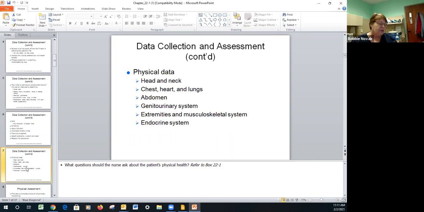All right, so you want to know things about headaches, dizziness, ringing in the ears, coughing, any kind of history of lung problems. Have they had tuberculosis? Have they had COVID? Do they have COVID? Have they been exposed to COVID, right? Abdomen, genitourinary, extremities, and endocrine. These are all topics that we need to talk to our patients about on their initial assessment.